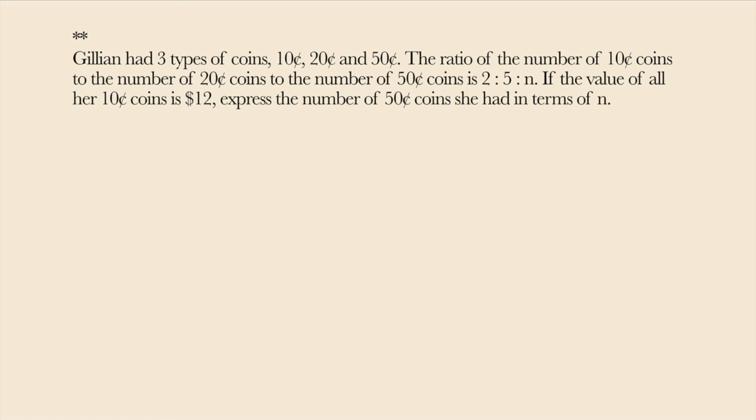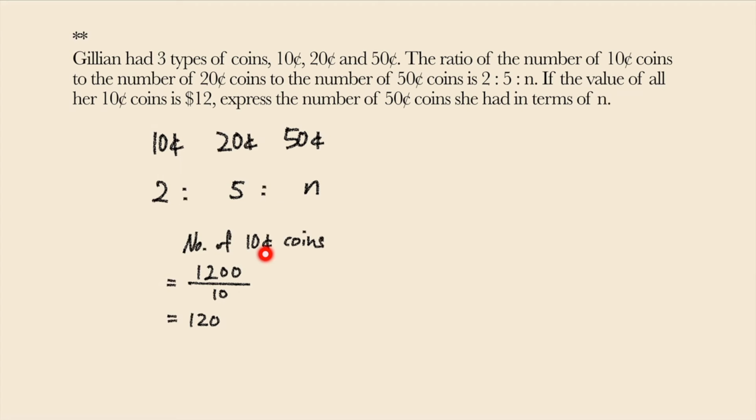Jillian had 3 types of coins, 10 cents, 20 cents, 50 cent coins. The ratio of coins is 2 is to 5 is to n. Now bear in mind, this is the actual number of physical coins, yeah? That's not the same as value. If the value of all her 10 cent coins was $12, we can find the actual number of 10 cent coins. That will be the value, $12. How many 10 cents are there? That's 120 physical coins, which means 2 units represent 120 physical coins. 1 unit represents 60 coins.